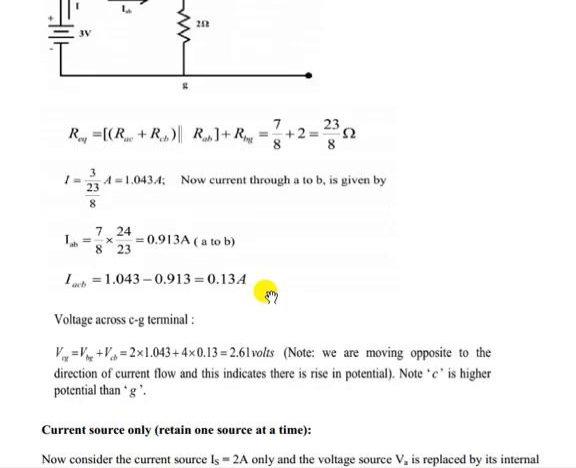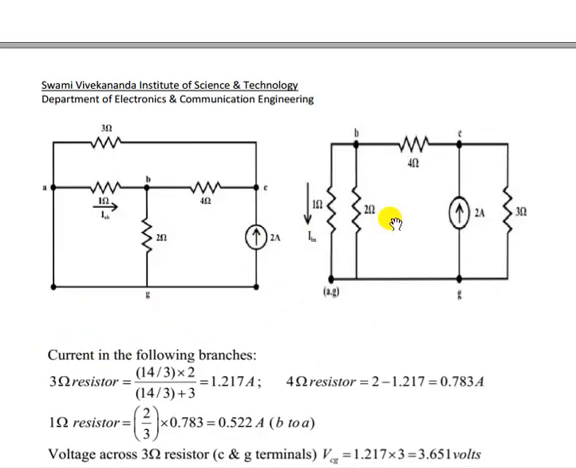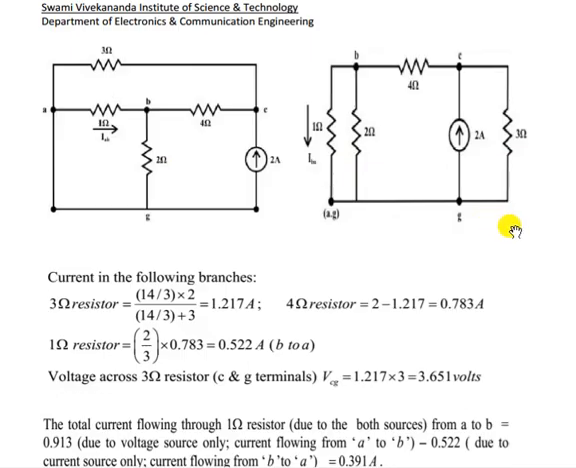Now when the current source is acting alone, what will happen? That time we have to make this voltage source short circuited. Now we can reconstruct the circuit this way: the current source, then the 4 ohm resistance, then the 2 ohm resistance. Then this 1 ohm resistance and 2 ohm resistance are in parallel connection, and the 3 ohm is also in parallel. So this 3 ohm comes in parallel with this current source. Now what is the current flowing in the branches?